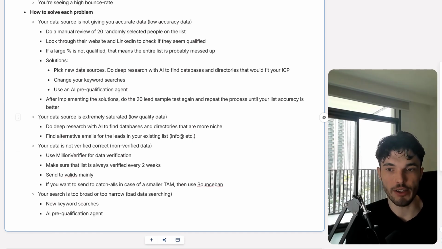Now, another issue is that your data source is extremely saturated, right? So you have what I'd call low quality data. Again, what you can do is use deep research with AI to find databases and directories that are more niche and that people might not be spamming as much.